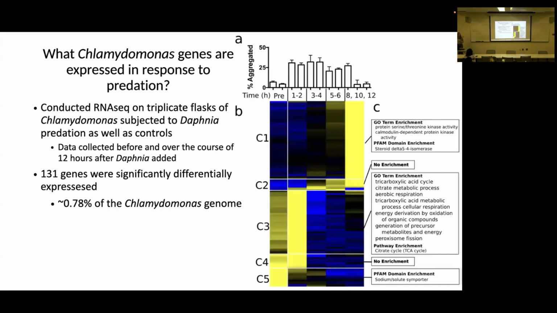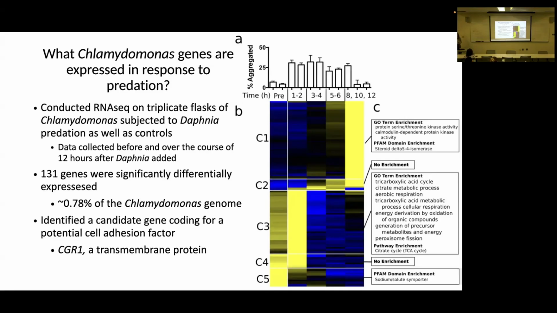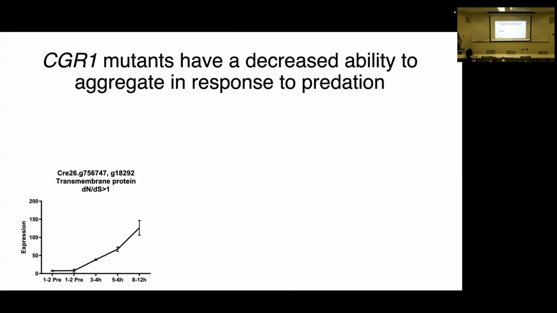So we conducted RNA-seq on triplicate flasks of Chlamydomonas that we cultured with their predators, which are these little rotifers called Brachionus. And we also did RNA-seq on the controls. And we found that 131 genes were significantly differentially expressed. This corresponds to about 0.78% of the Chlamydomonas genome. And we focused on one candidate gene that we're calling CGR1. This is a transmembrane protein. It's a potential cell adhesion factor.